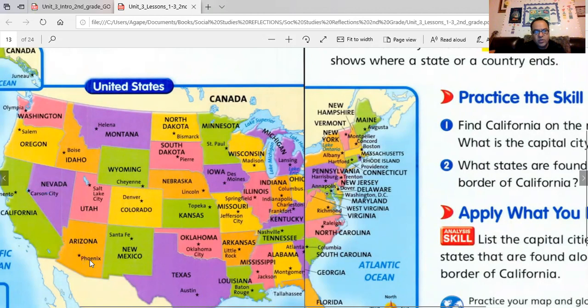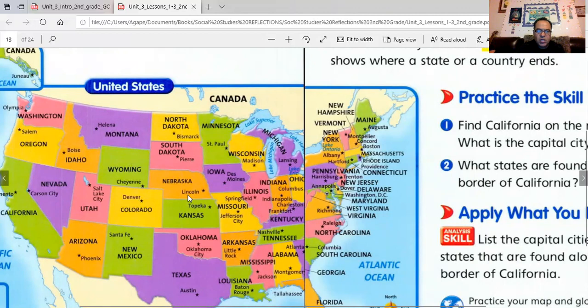Phoenix, Arizona. Santa Fe, New Mexico. Austin, Texas. Oklahoma City, Oklahoma. Denver, Colorado. Salt Lake City, Utah. Carson City, Nevada. Salem, Oregon. Olympia, Washington. Boise, Idaho. Helena, Montana. Cheyenne, Wyoming. Denver, Colorado. Oklahoma City, Oklahoma.